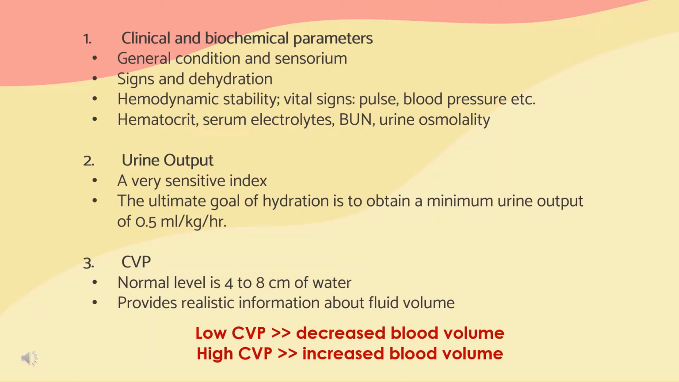Second is urine output. It is a very sensitive index, and the ultimate goal of hydration is to obtain a minimum urine output of 0.5 ml per kilogram per hour. Lastly is the CVP. Normal level is 4 to 8 centimeters of water, which provides realistic information about fluid volume.